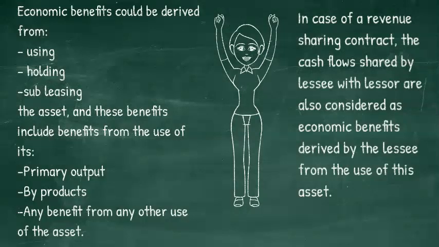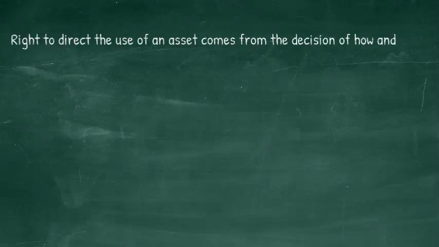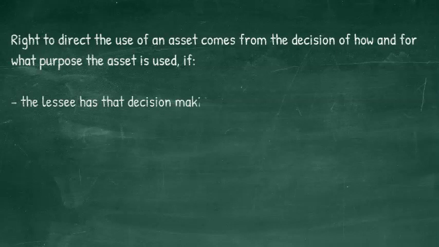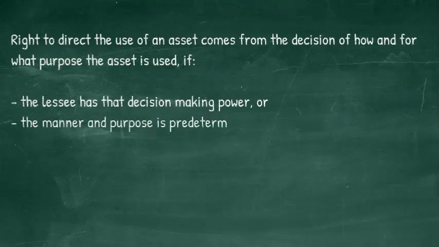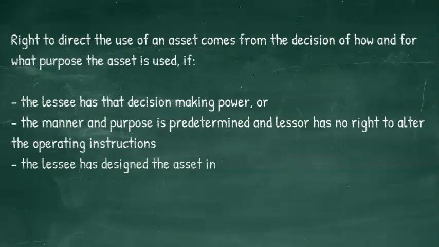Now, along with having a right to obtain economic benefits, lessee must have the right to direct the use of that asset throughout the period of use. If the lessee has a decision making right on how and for what purpose the asset is used, or the manner and purpose is predetermined, and the lessor has no right to change the operating instructions, or the lessee herself has designed the asset, then we can say she has the right to direct the use.